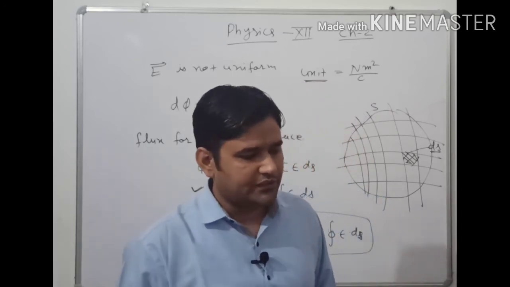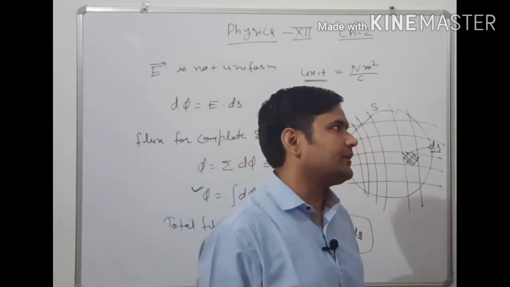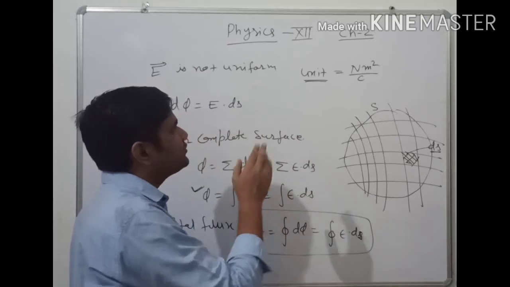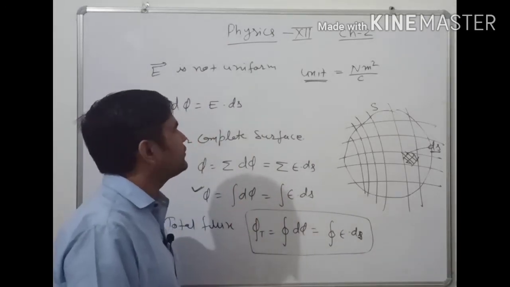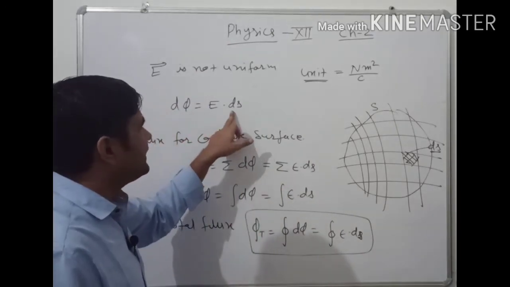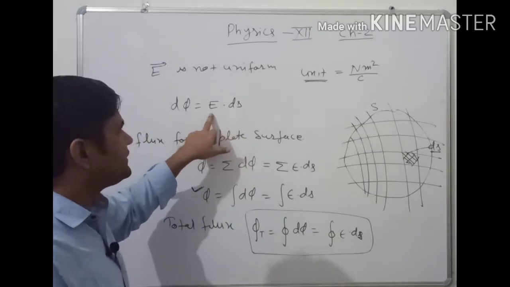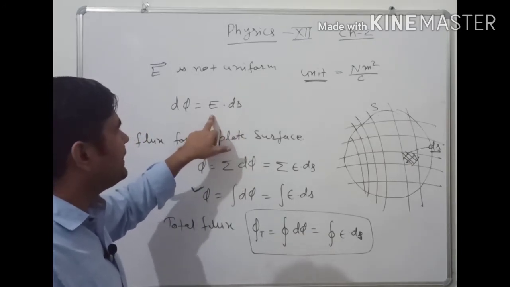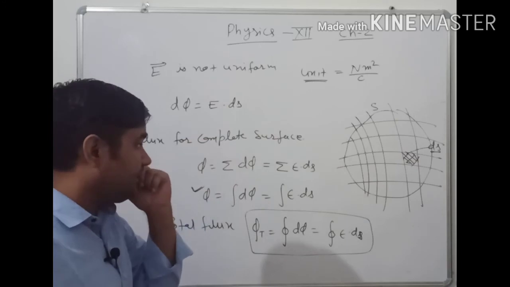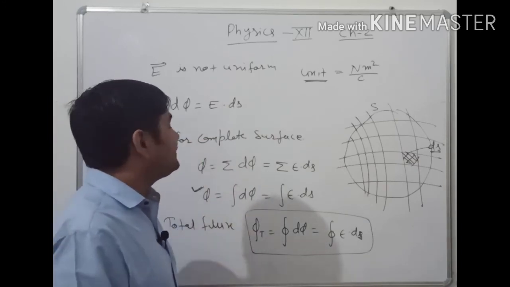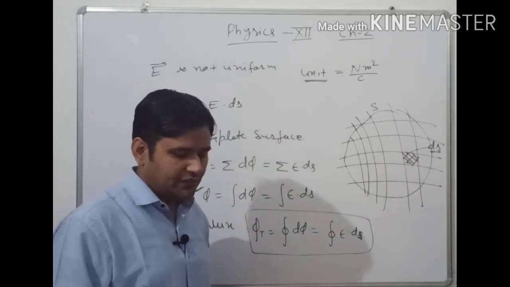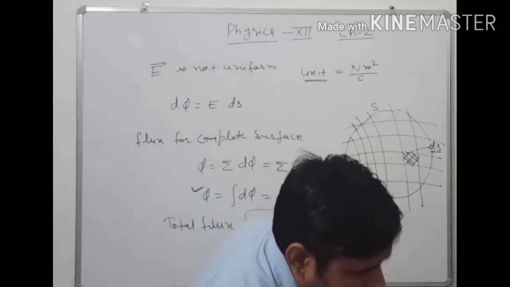Okay, its units are Newton meter square per coulomb, because the electric field is written in terms of F equal to Q into E, and for ds, the area, E will be in terms of Newton per coulomb, and area in terms of meter square. Clear? This is the basic formulation for the electric flux due to non-uniform electric field.